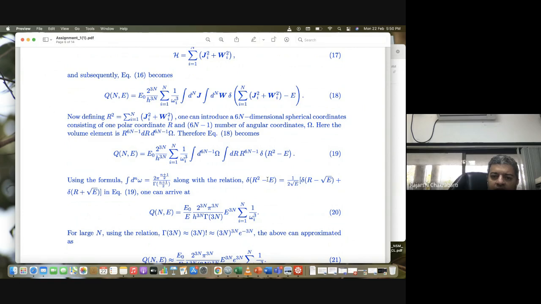minus square root of this e, plus delta function of the same quantity plus square root of e, and then you have to divide it by twice root over e. Okay, this is a formula for the delta function.